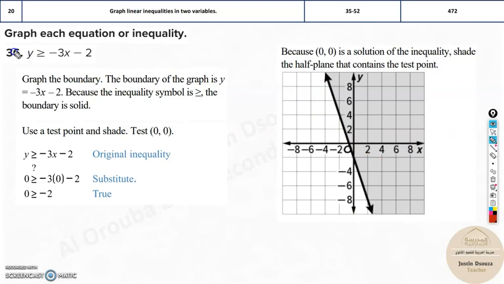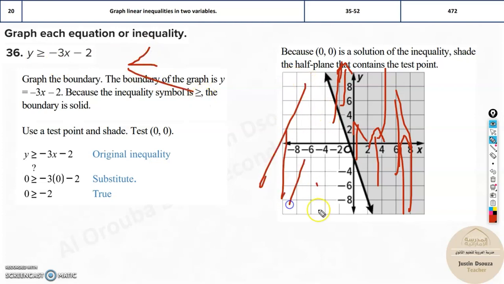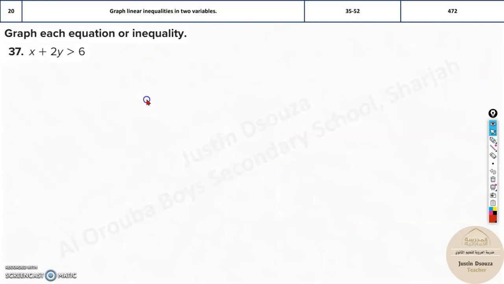But here it is an inequality. Y is greater than or equal to. Once you get the graph, remember whenever you have greater than or equal to, it is a solid line. If it was only greater than, then it would be a dotted line like this. Since it's greater than or equal to, it is a solid line. And greater than or equal to means all the above. Greater means it's above, right? All the above part is the solution region. If it was less than or equal to, then all the downside will be the solution region. That is how we figure it out.